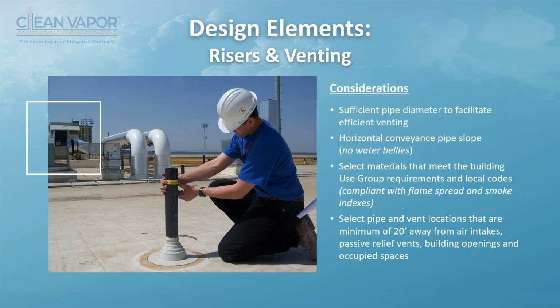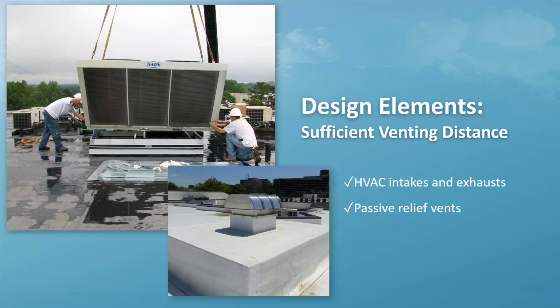You want to make sure that that venting is at least 20 feet away from intakes that are powered. Also, passive relief vents. I can't tell you how many buildings I've been out to, and they forget about the whole vapor system right to the very end. Then somebody runs it up the sidewall of the elevator shaft. But what happens when the elevator goes up and down? It's like a giant plunger, and it just sucks that air back in through the passive relief vent. So you want to make sure that you're a sufficient distance from anything that could re-entrain soil gas into the building.